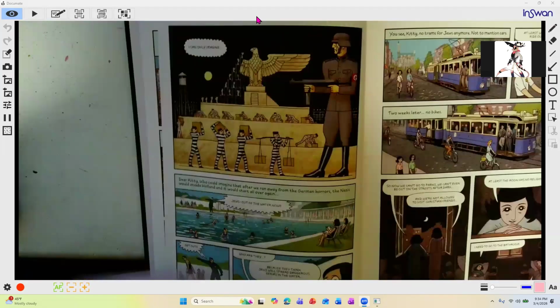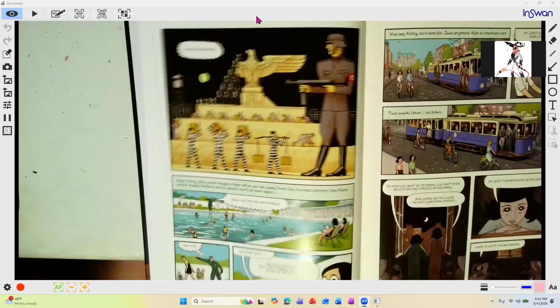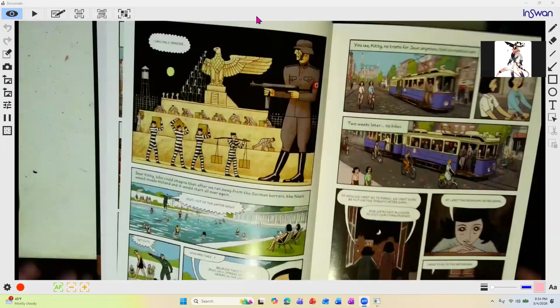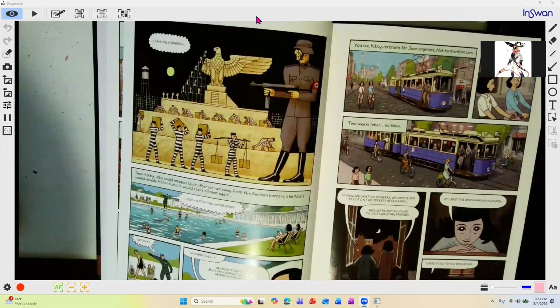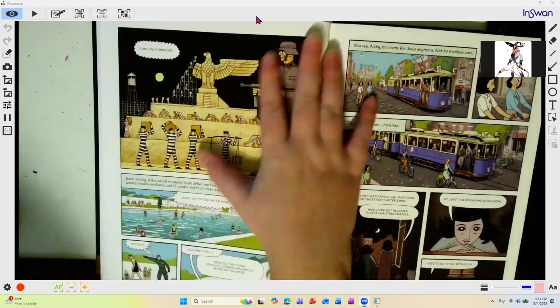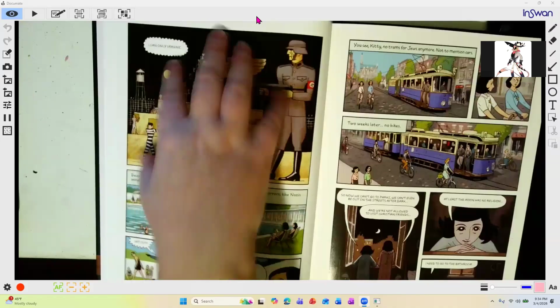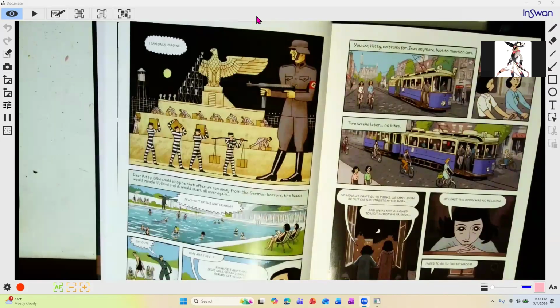Okay, so background, obviously, we can see the dark background. What's closest to us is the foreground. So we could say the guard right here. And then midground would be like this pyramid thing and the prisons.